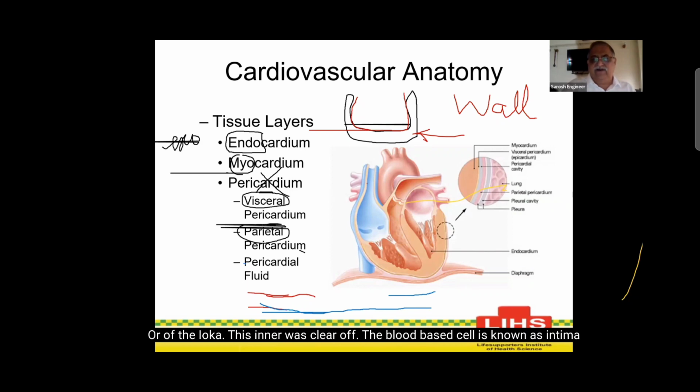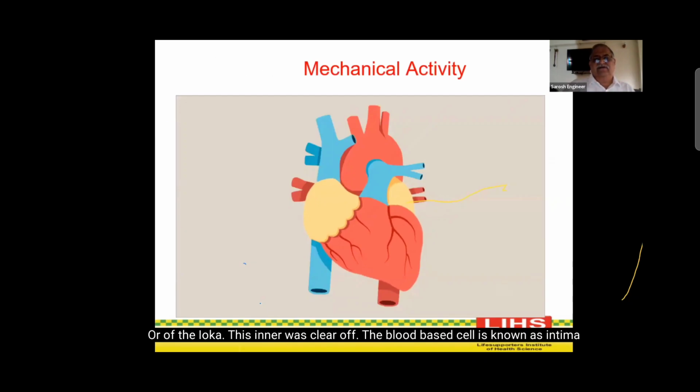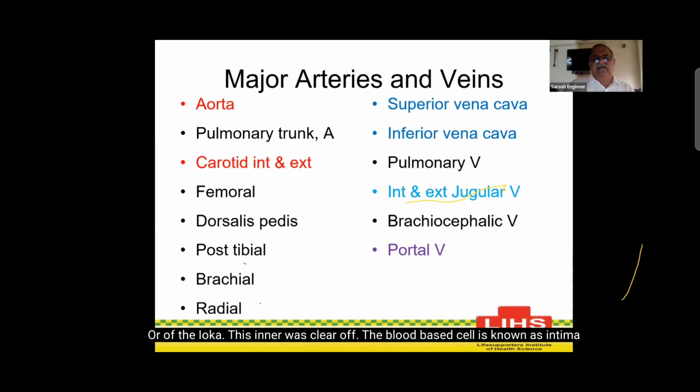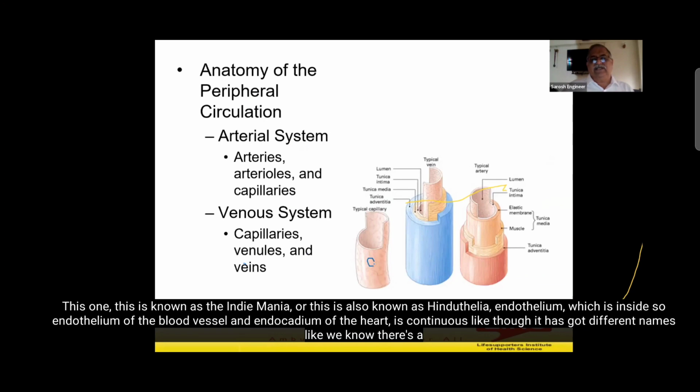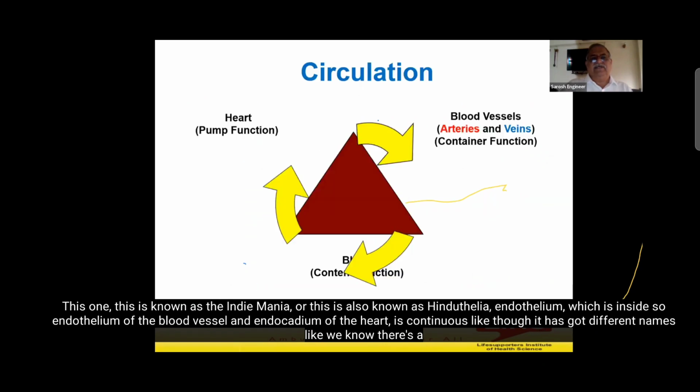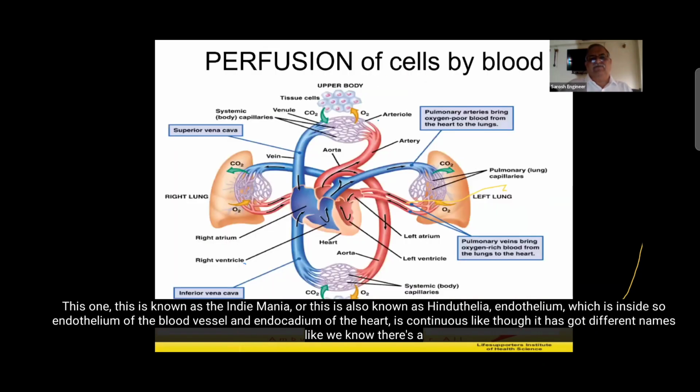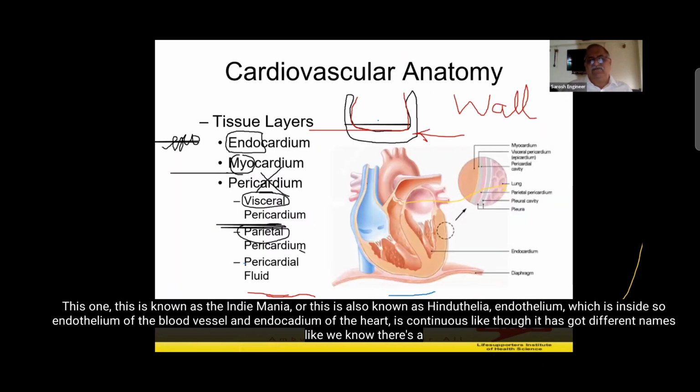This innermost layer of the blood vessel is known as intima. This one. This is known as the intima layer, or this is also known as endothelium. Endothelium, which is inside. So endothelium of the blood vessel and endocardium of the heart is continuous.